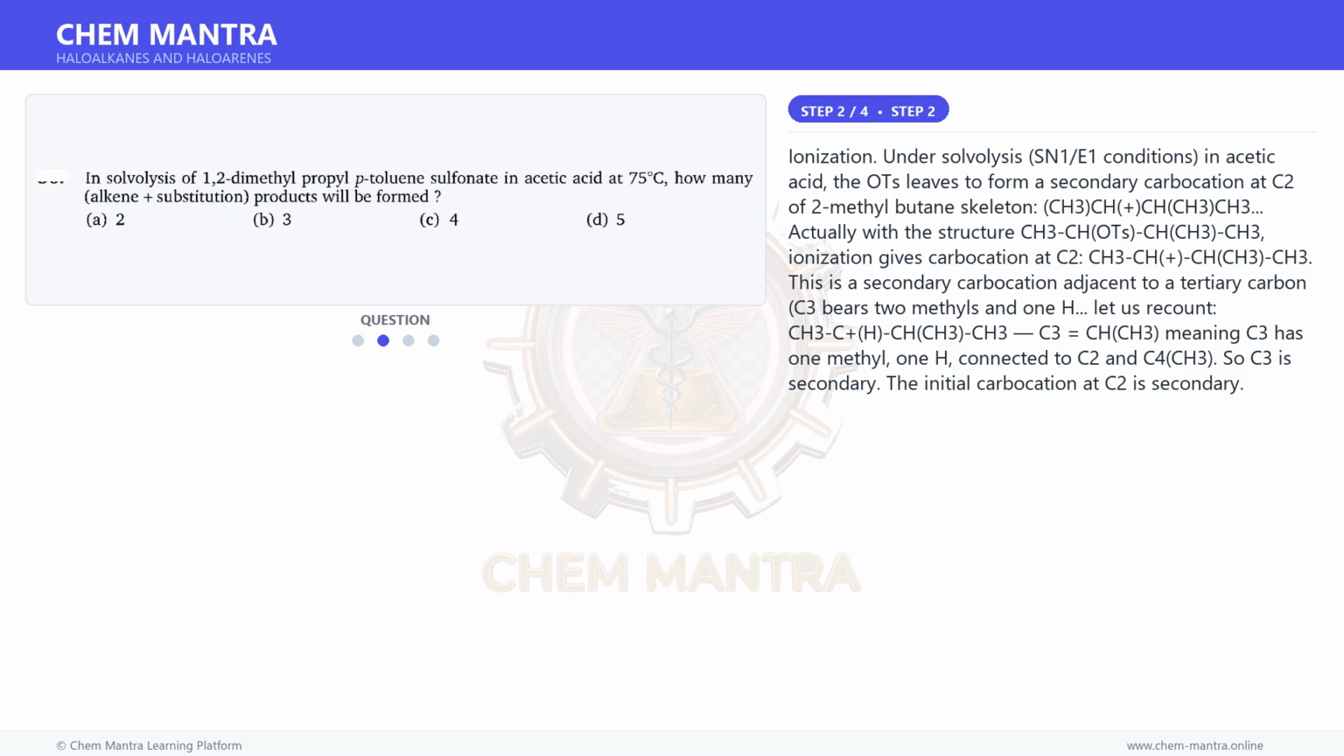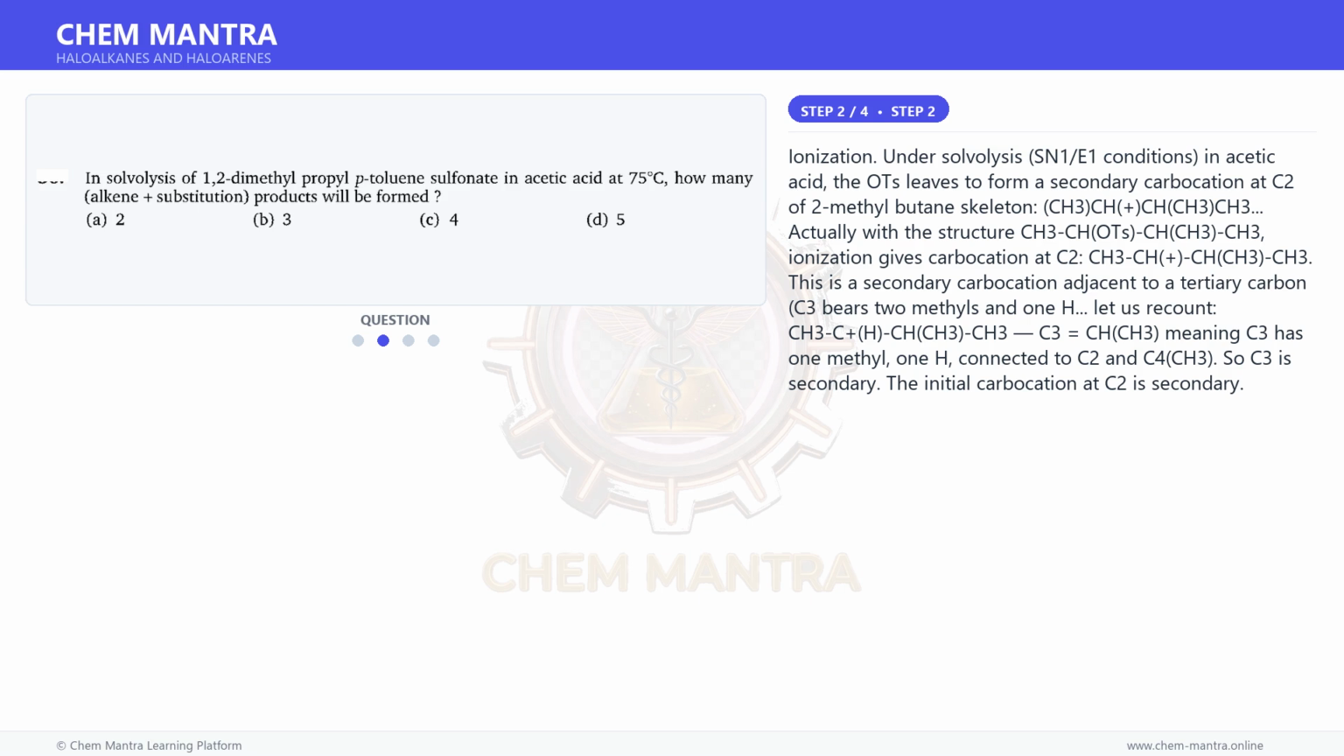Moving on to the next step. Ionization. Under solvolysis, SN1/E1 conditions, in acetic acid, the OTs leaves to form a secondary carbocation at C2 of the 2-methylbutane skeleton. With the structure CH3CH(OTs)CH(CH3)CH3, ionization gives a carbocation at C2, CH3CH+CH(CH3)CH3. This is a secondary carbocation adjacent to a tertiary carbon.